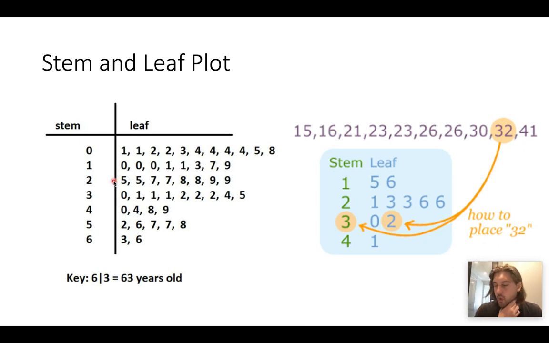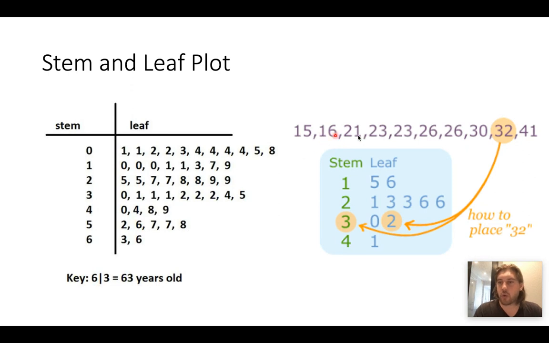Now we'll do the 20s decade just to make sure we've got it down. This 5 means we have a 25-year-old. This 5 means we have another 25-year-old. The 7 means we have a 27-year-old, so on and so forth, right? 2 25-year-olds, 2 27-year-olds, 2 28-year-olds, and 2 29-year-olds. And so you can read that all the way down. That's how you read a stem and leaf plot.